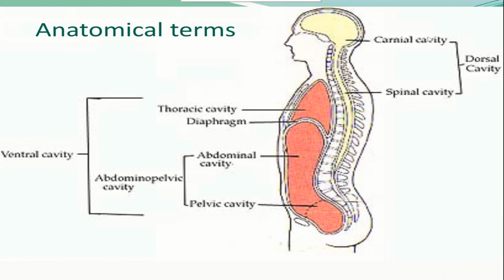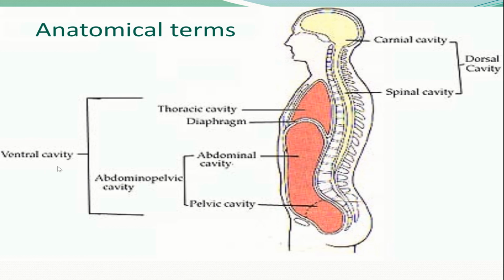So I'm going to start here on the right with the dorsal cavity. The dorsal cavity is then subdivided into the cranial cavity, which houses the brain, and the spinal cavity, which houses the spinal cord. And you can start to see what I mean by having the bone surrounding the cavity. Then moving here to the left, we have the ventral cavity. The ventral cavity is on the front side of the body, whereas the dorsal cavity is on the back side.